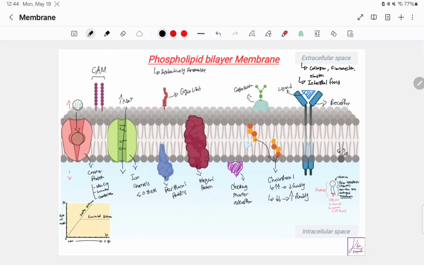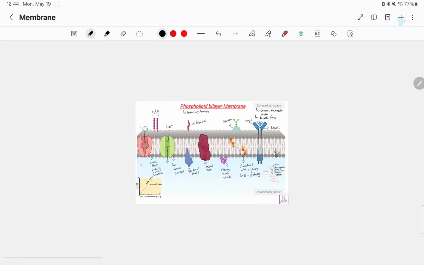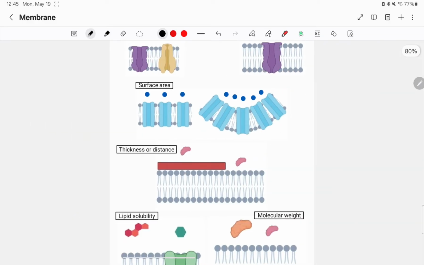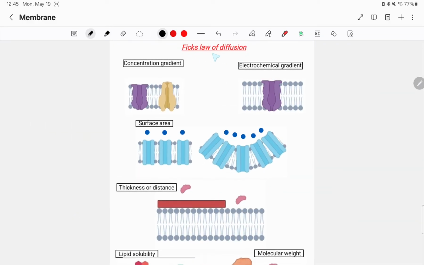So really, the membrane controls the composition of the inside of the cell, all right? Now that we know all of this, we have to understand the collective influence of certain factors that affect the rate of diffusion of a substance across a membrane. And that is all going to be explained by Fick's laws of diffusion.